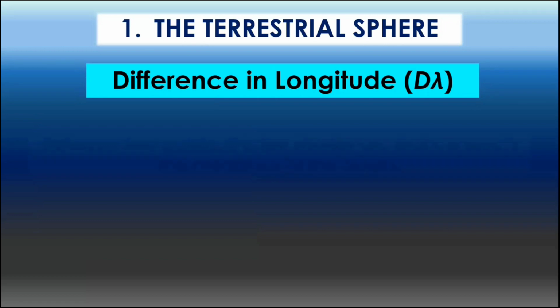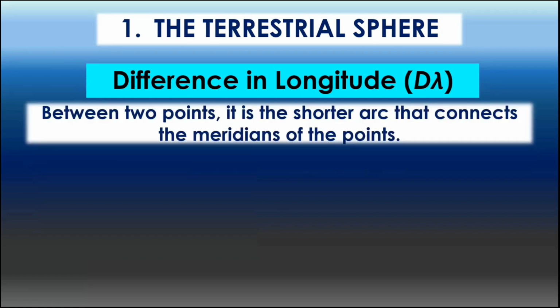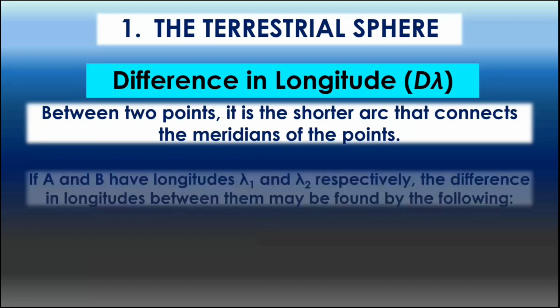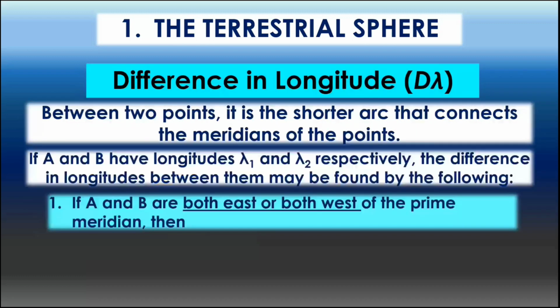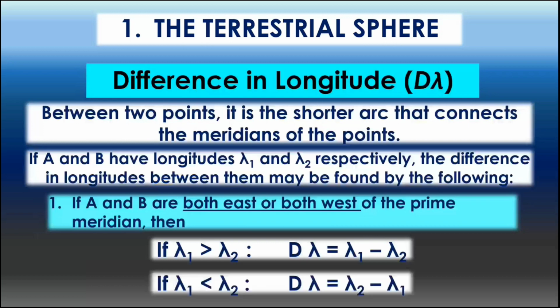For the difference in longitude, if there are 2 points, take the shorter arc that connects the meridians of the points. If points A and B are both east or both west of the prime meridian, it is the same as what we did a while ago. You just deduct the smaller one from the bigger one.